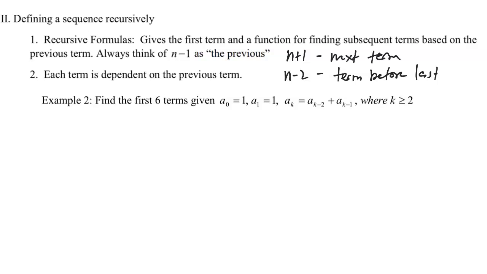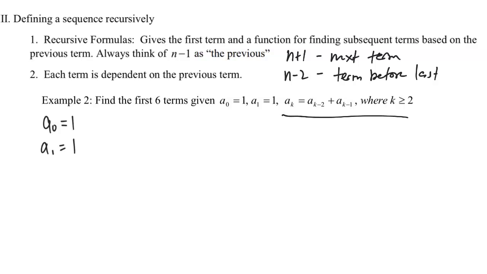So in example 2, I'm going to do this in a very systematic way so that I hope it makes sense. We want to find the first 6 terms given that a sub 0 is equal to 1. So I already found the first term, and they just happen to start the index at 0. Sometimes you'll see that. And so a sub 0 is 1, and a sub 1 is also 1. Now, to find a sub 2, we have to use this formula here in order to get there.